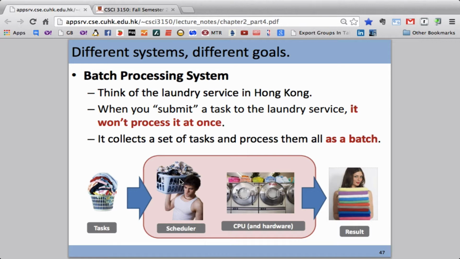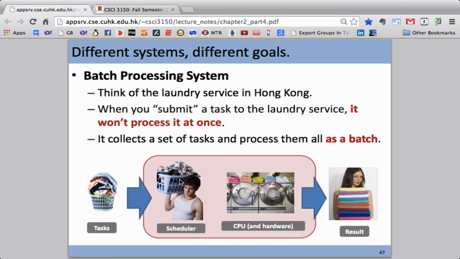The CSC, or the ITSC, was serving the entire school because there were too few computers in CUHK, and they used this scheduling. So what is this scheduling? I don't know whether you have paid to wash your clothes in Hong Kong. Not the ones in the dormitory, but the one we call laundry service. How can you get the service? Basically, you bring a bag of dirty clothes and submit the job to the shopkeeper.